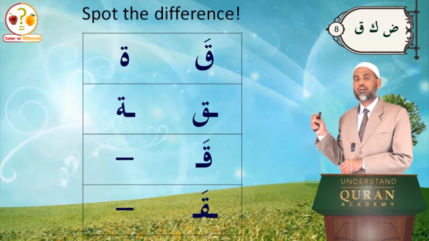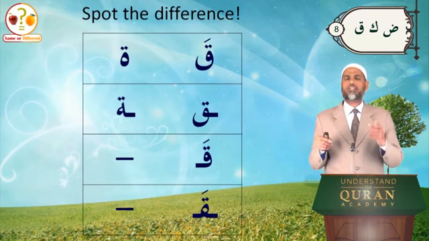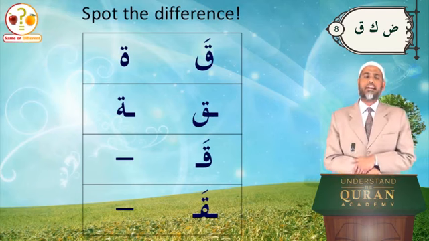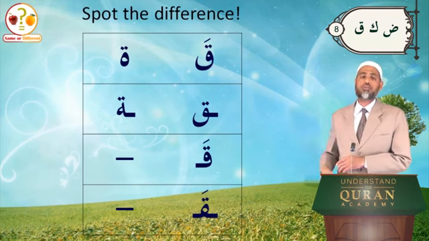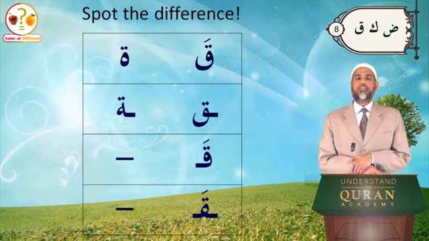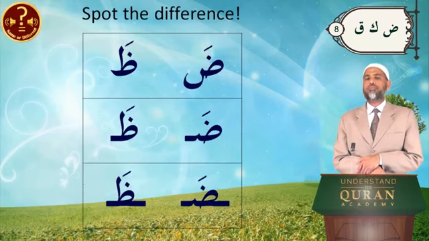Ta, and it doesn't occur in the middle. So it's a very special ta which occurs only at the end. The ta with the two dots on the top. Alright, let's see these ones.